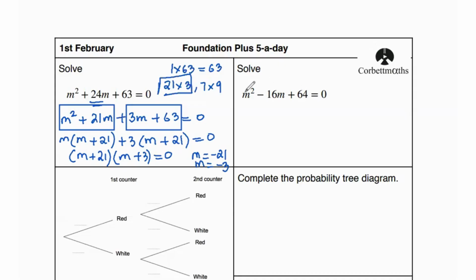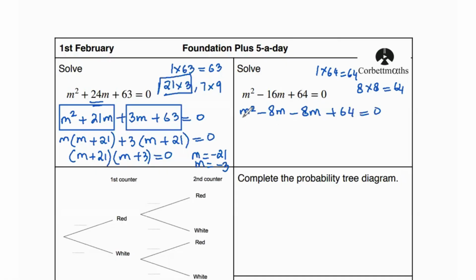Similarly, the next equation is m squared minus 16m plus 64 equals 0. Same steps. First, you multiply the coefficient of m squared with 64. That gives us 64. Then you find factors of 64, which when added or subtracted give us 16. So we know that 8 times 8 is 64 and 8 plus 8 is 16. So let's replace 16m with negative 8m minus 8m, plus 64 equals 0.